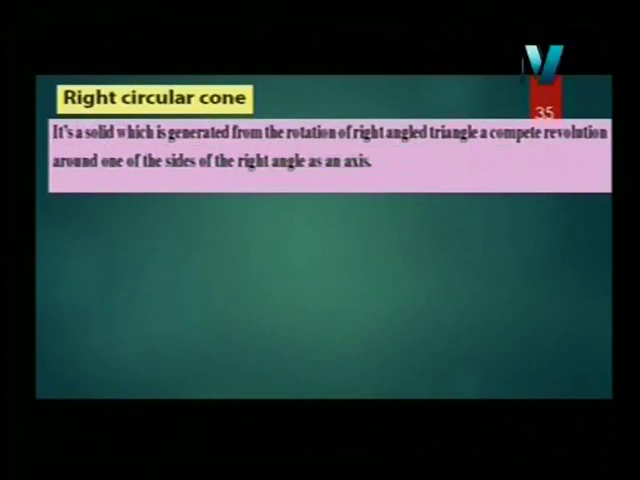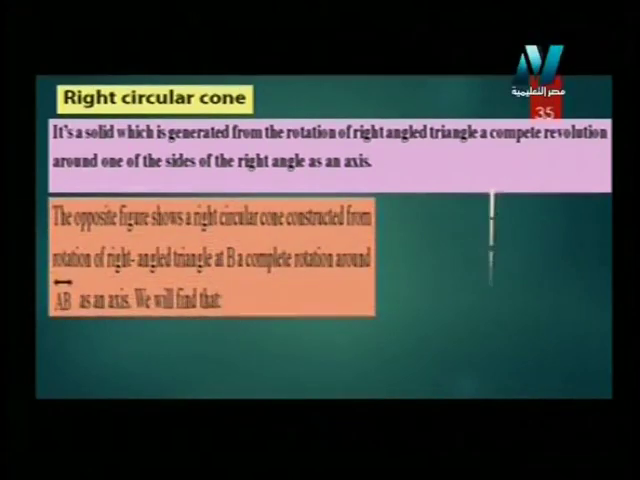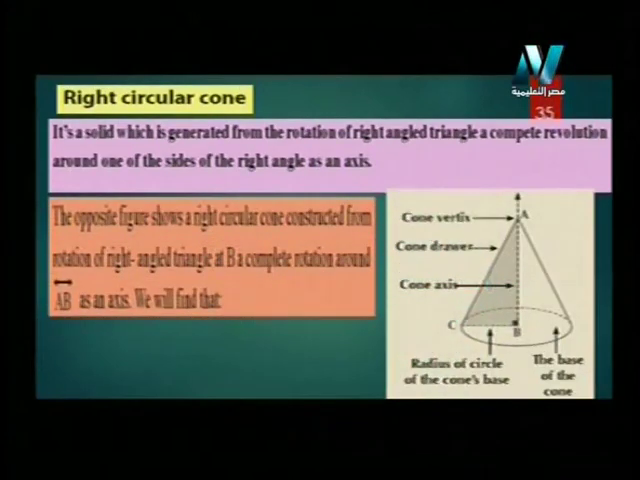A right circular cone. Let's go to the cone. It's a solid which is generated from the rotation of a right angle triangle, a complete revolution around one of the sides of the right angle as an axis. Look carefully at this. We have here a triangle ABC. If we make a complete revolution about AB, AC will be the drawer here, and it will make a cone.